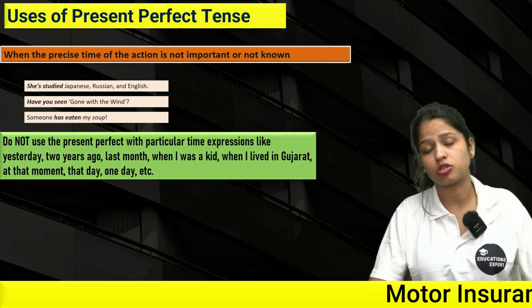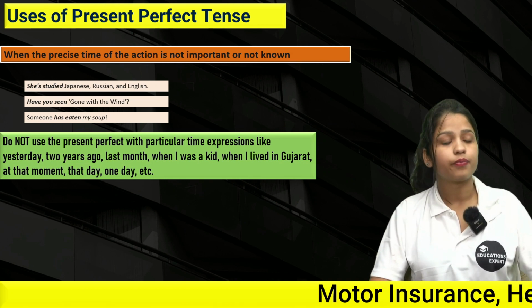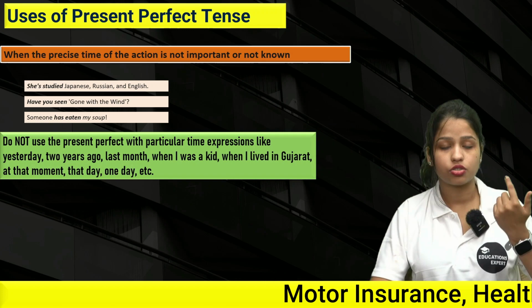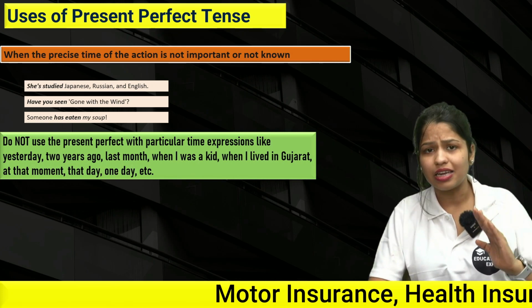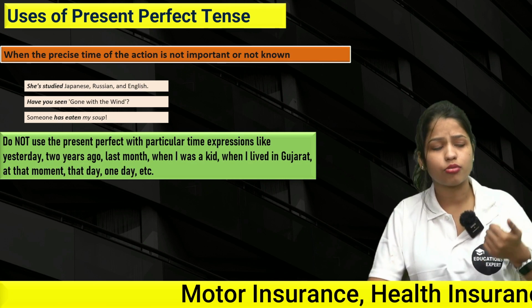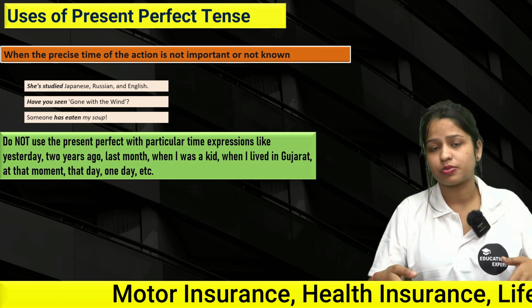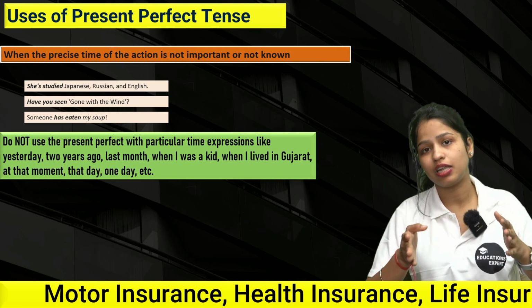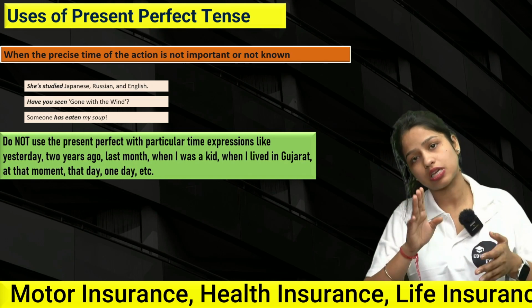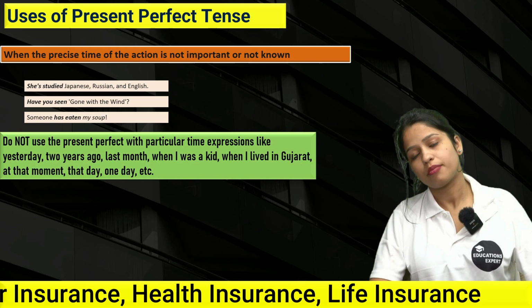What are the particular time expressions with which we cannot use present perfect tense? These are yesterday, 2 years ago, last month, when I was a kid, or when I lived in Gujarat, at that moment, that day, one day. What does this mean? All of these time expressions tell you the exact time of the action. Right? With these time expressions, we do not use present perfect tense.